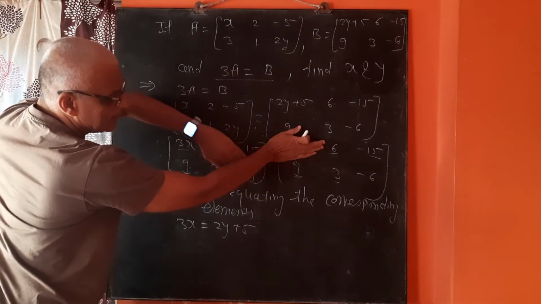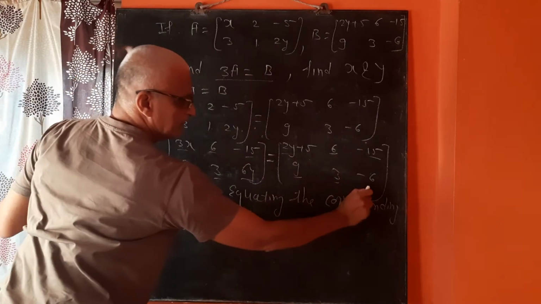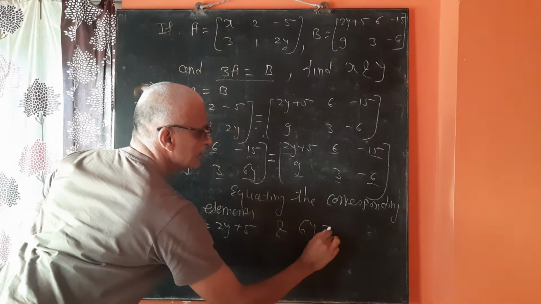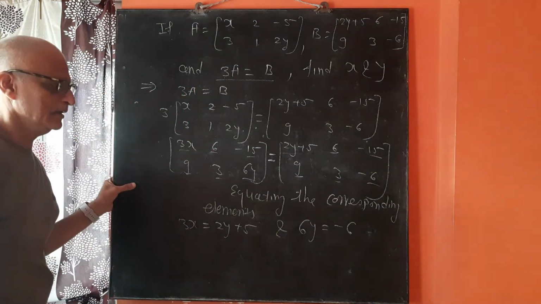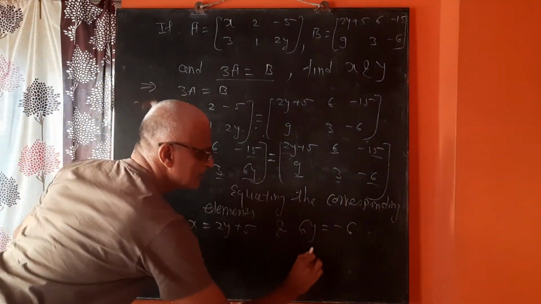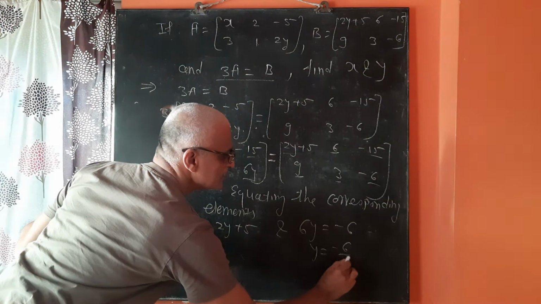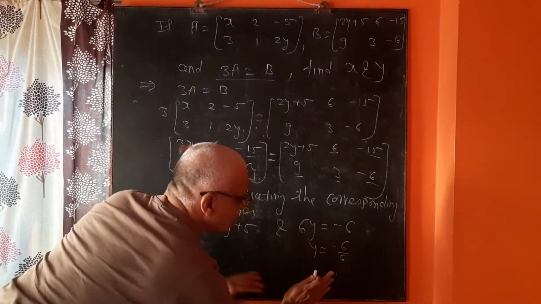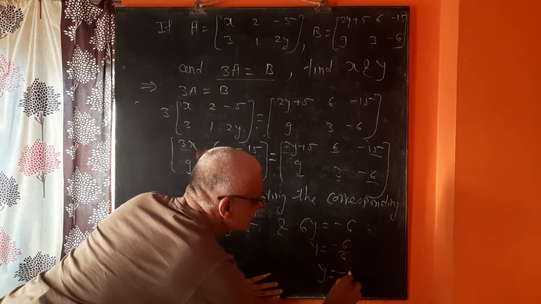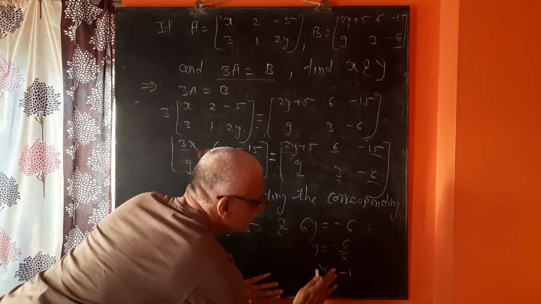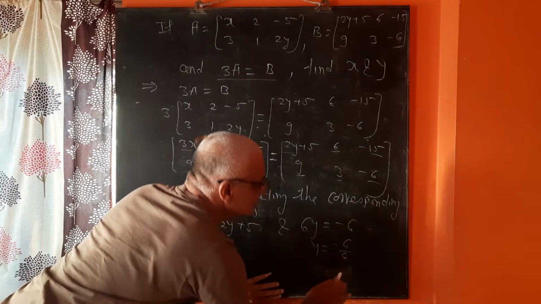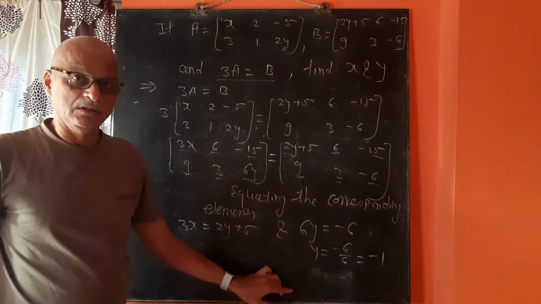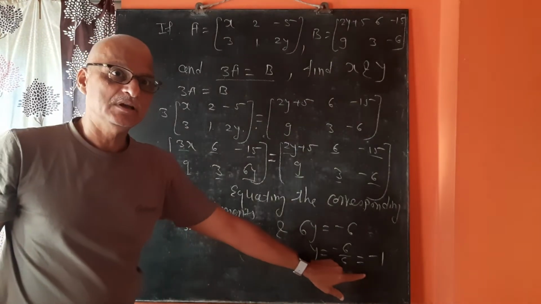The last element is 6y equals minus 6. Now 6y equals minus 6, that means y is equal to minus 6 upon 6. So y equals minus 1. The value of y is equal to minus 1. So you have got the value of y equals minus 1.